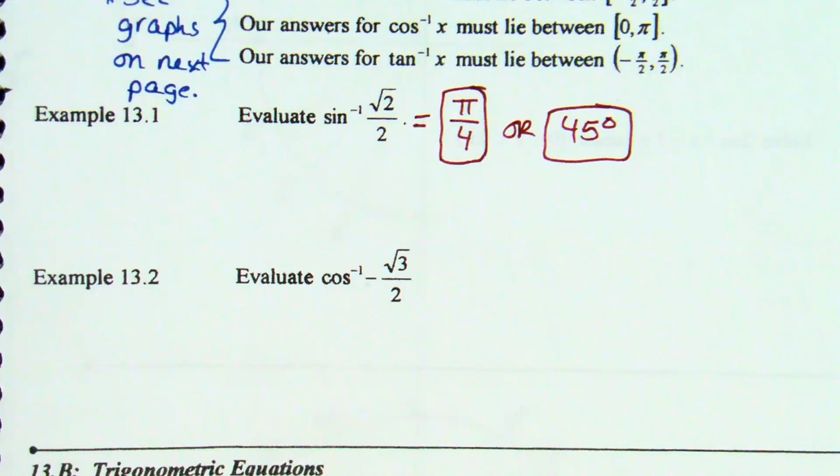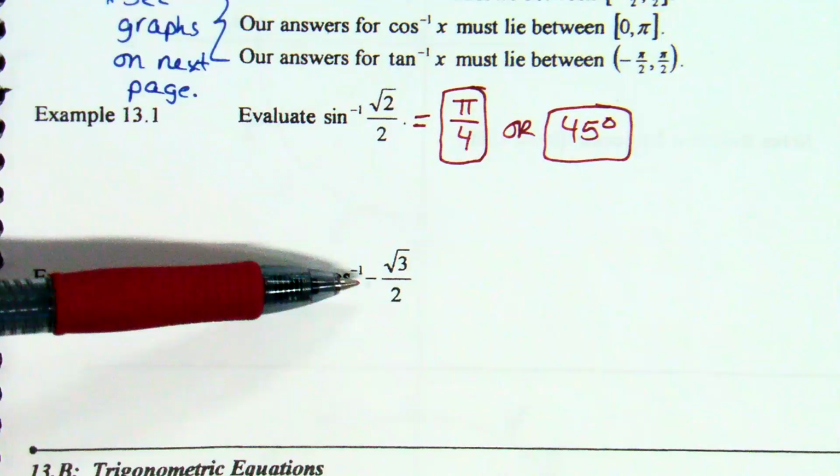Evaluate cosine inverse of negative radical 3 over 2. So first of all, it'd probably be helpful to, my brain tends to ignore the negative for a second. When does cosine equal radical 3 over 2? 30 degrees or pi over 6, yes?